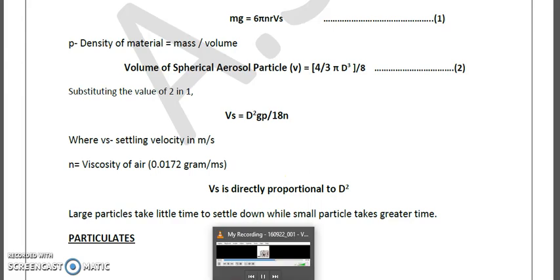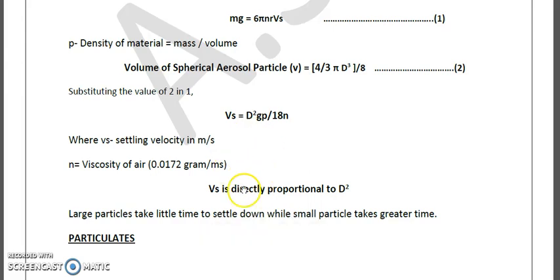Further analyzing this equation, more the diameter, more is the settling velocity, because settling velocity is directly proportional to the diameter square. Here we can analyze the settling of larger and smaller particles. Velocity is distance upon time, so velocity is inversely proportional to time. Suppose we have a larger particle having more diameter and more settling velocity, so it will take lesser time to settle. That's why larger particles settle faster.